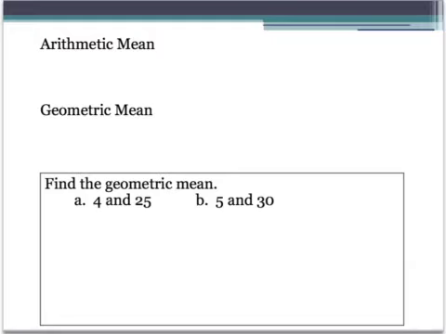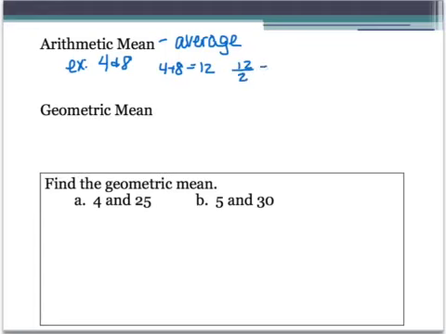And the first thing I want to talk about is arithmetic means, which is simply a fancy word for finding the average. Say for instance, I want you to find the average, or the arithmetic mean, of 4 and 8. Well, you would simply take 4 plus 8, you get 12. And because I added 2 numbers, I then want to take 12 and divide it by 2, which is 6. We all know that the average of 4 and 8 is 6.